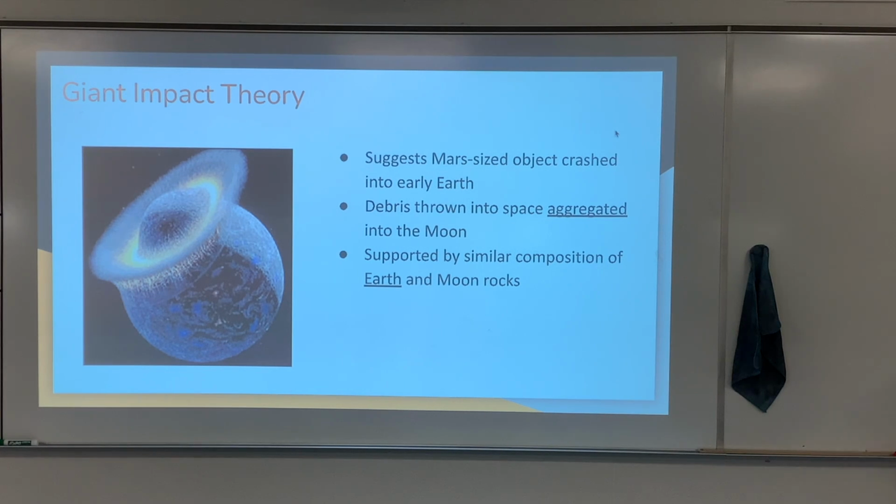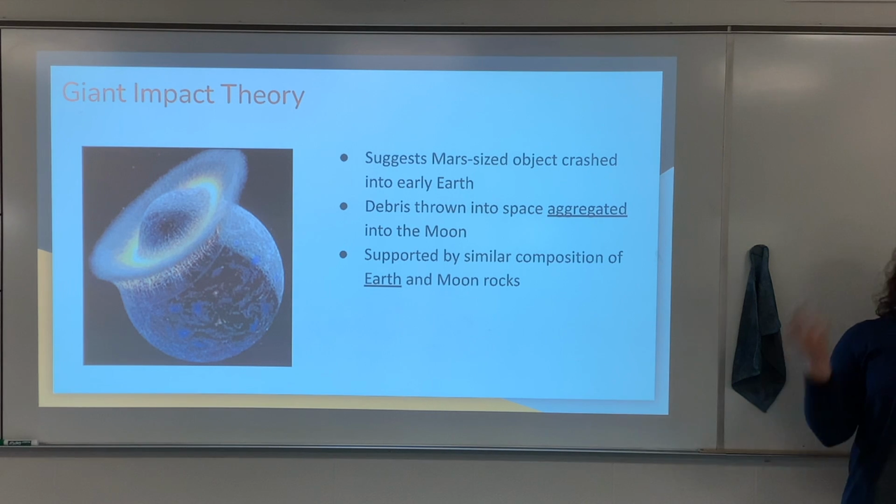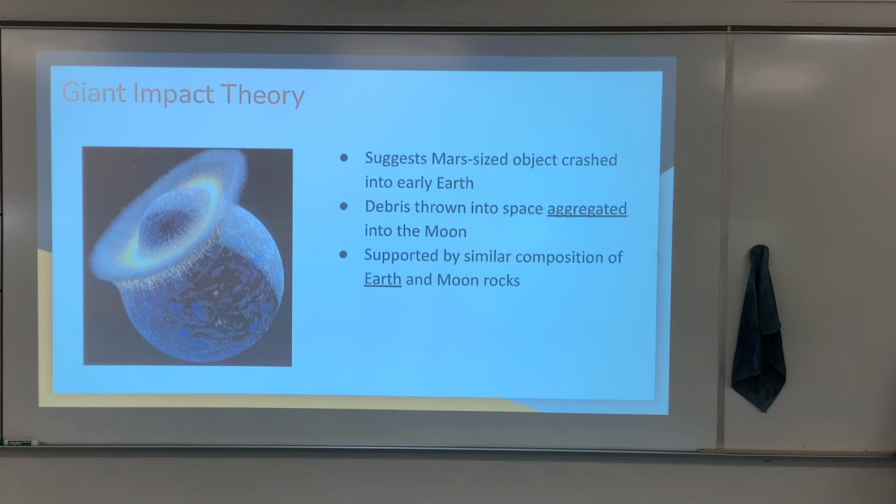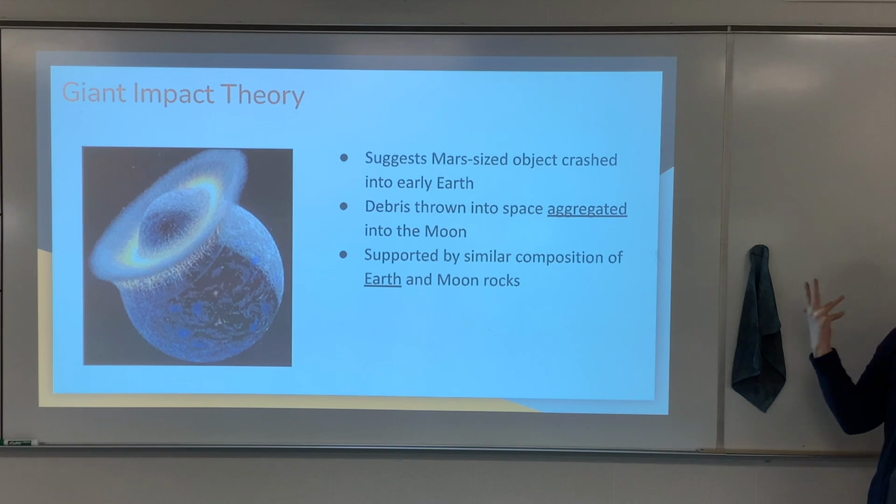The biggest support for this theory is the fact that rocks from the moon that we've analyzed have a very similar composition to those from the Earth. So it seems very likely that Earth and the moon have the same source material that they were made of.